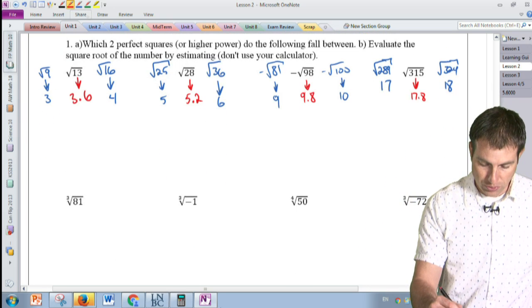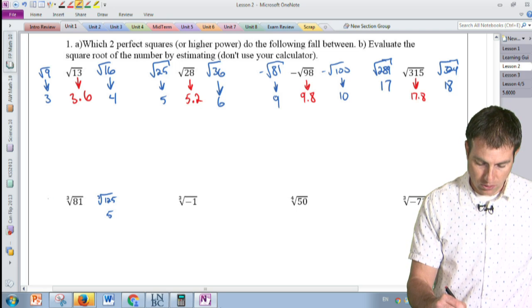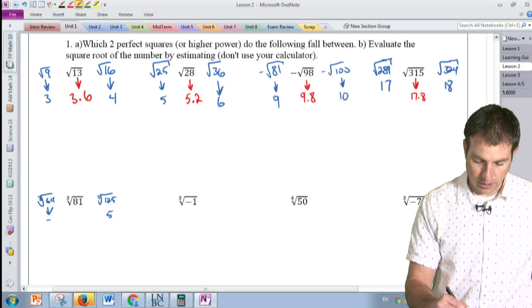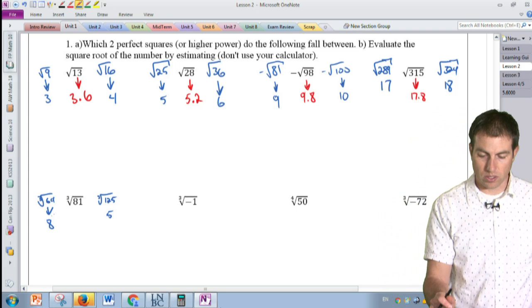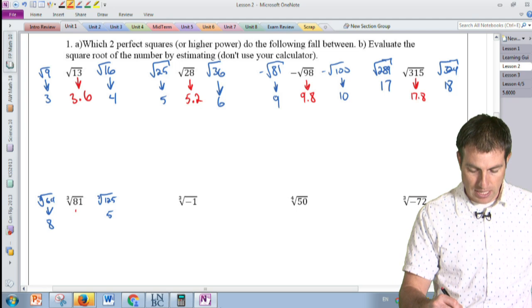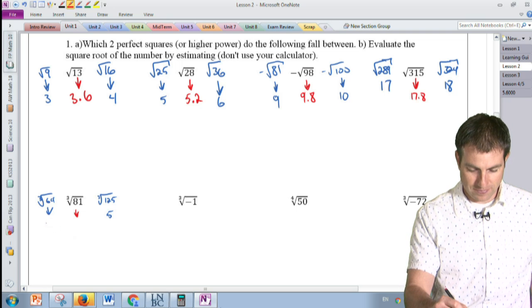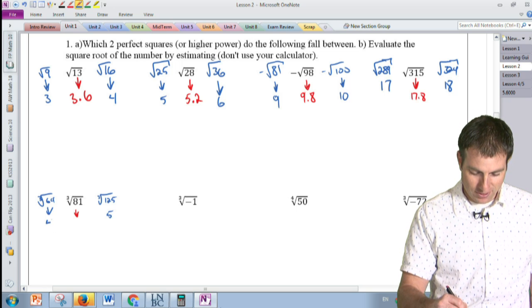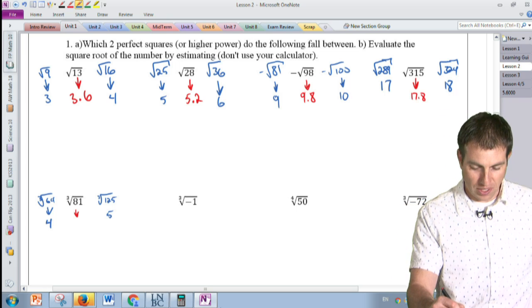So the cube root of 125 is 5, and the cube root of 64 is 4. 81 is about 20 away from 64, and it's about 40 away from 125. So it's going to be probably a little bit closer to the 4. Closer to 4 than it is to 5.